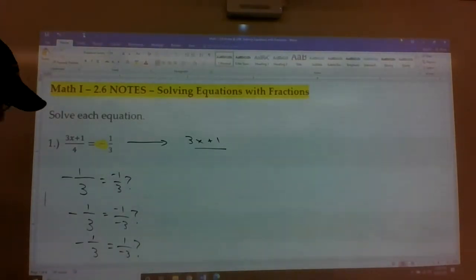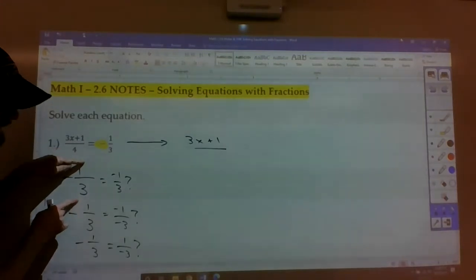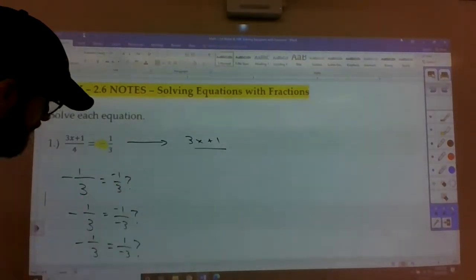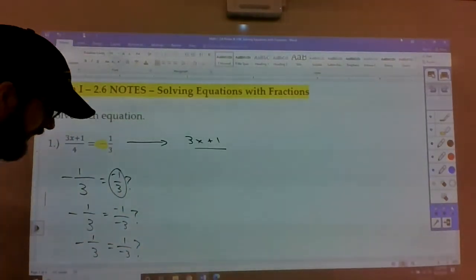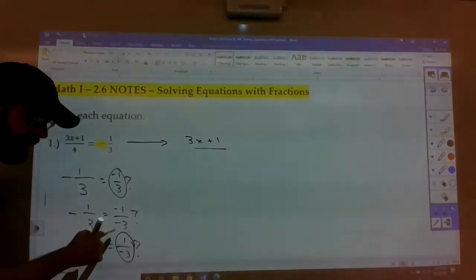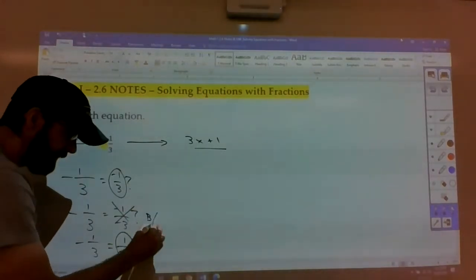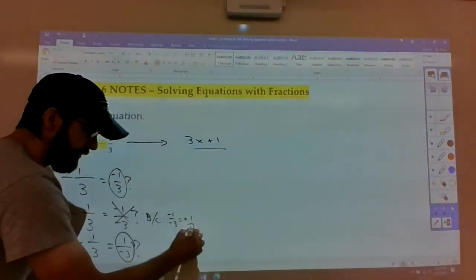Well, the idea is to create a negative number through division, it's got to be a negative number divided by a positive, or a positive number divided by a negative. It can't be a negative divided by a negative because a negative 1 divided by negative 3 is positive 1/3.